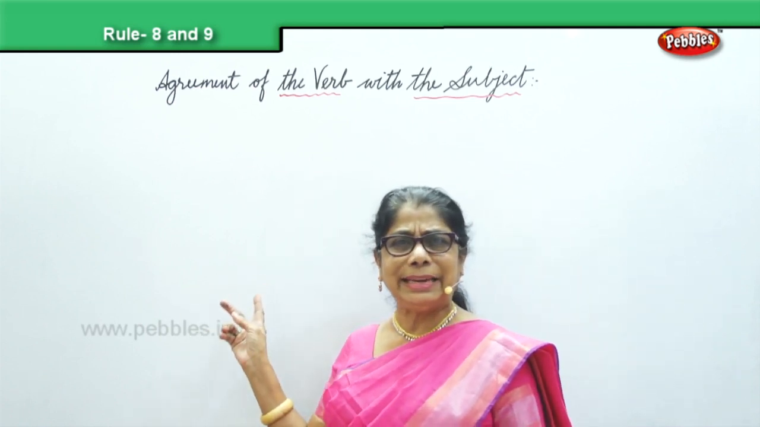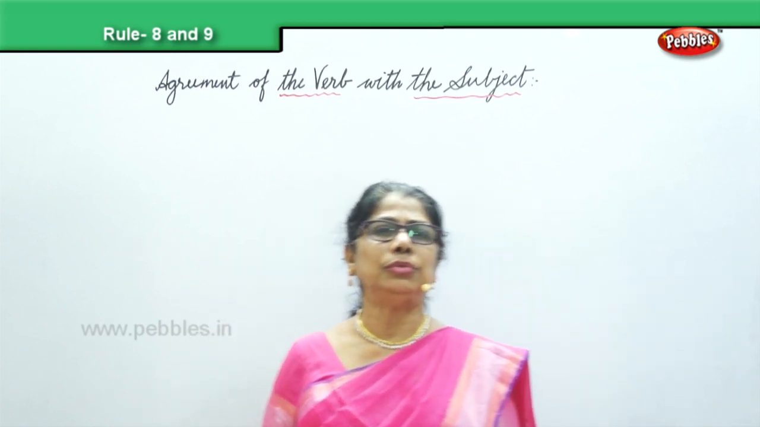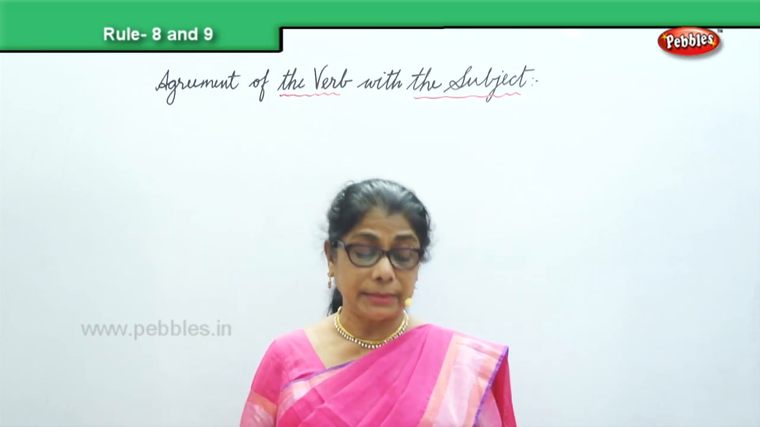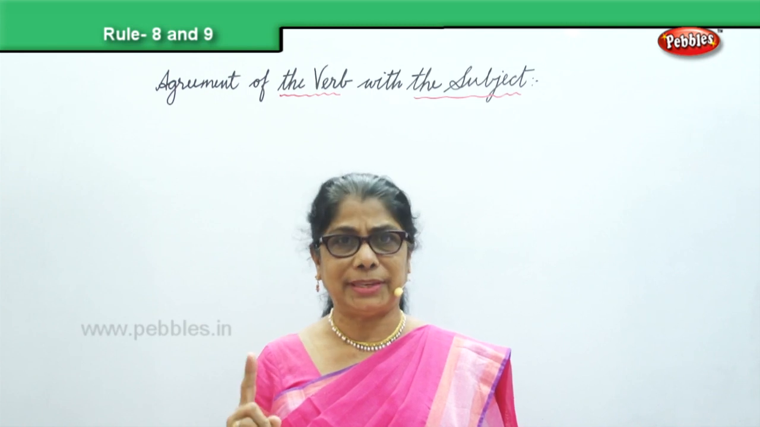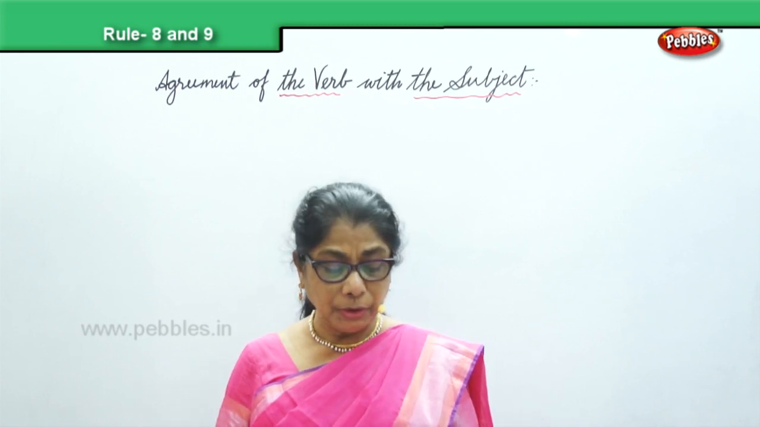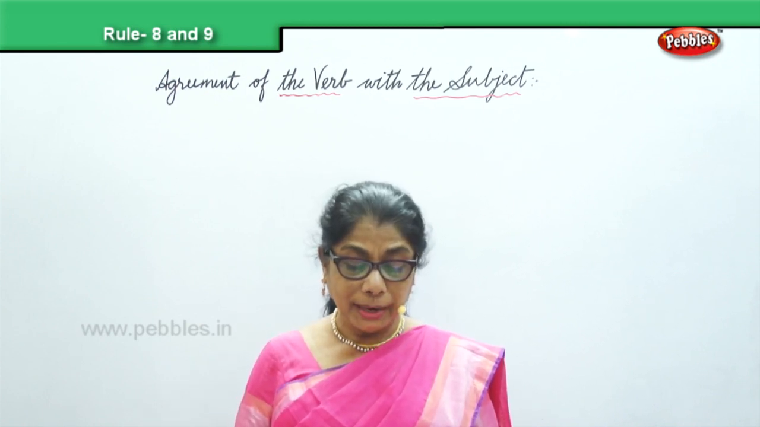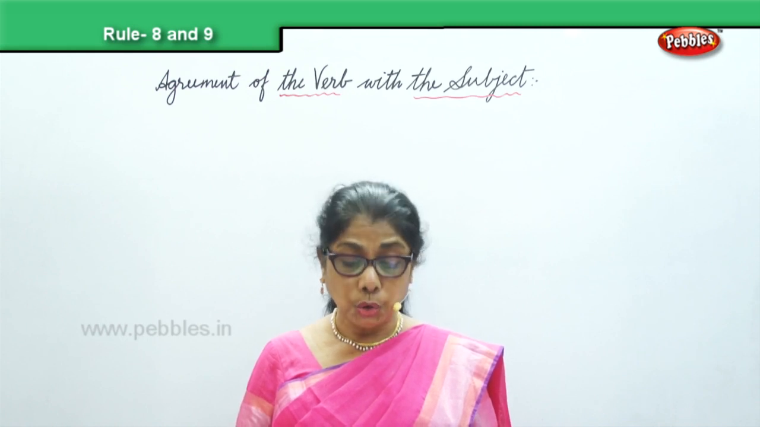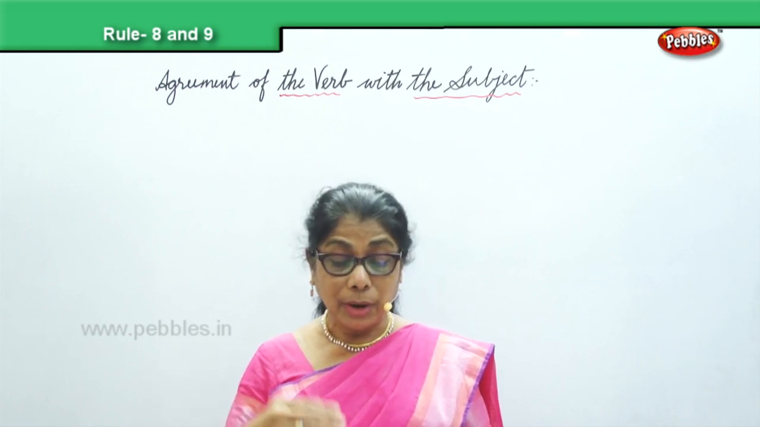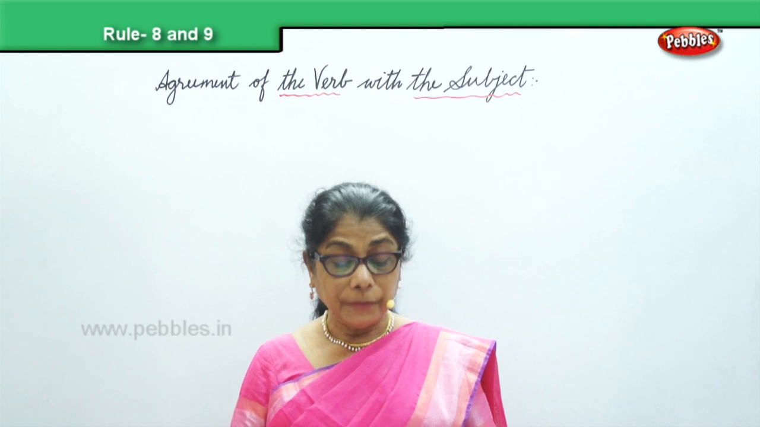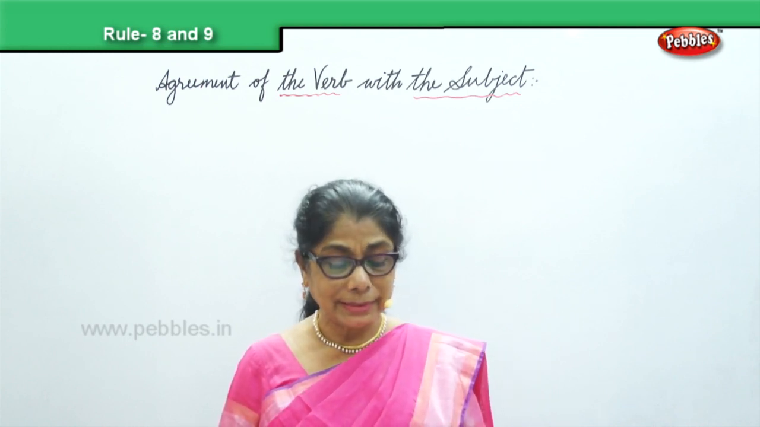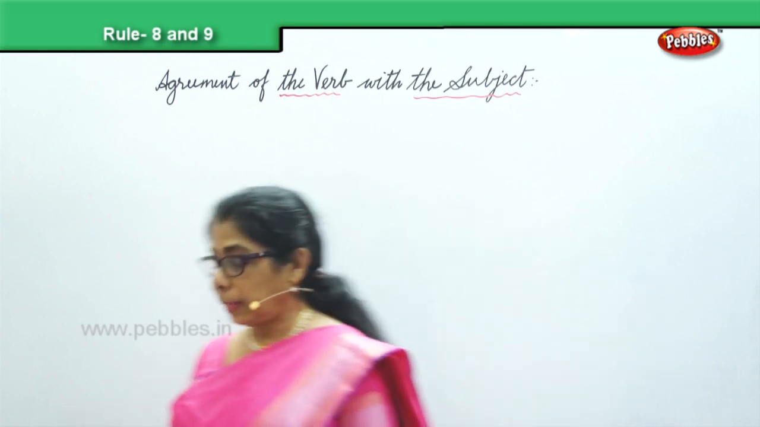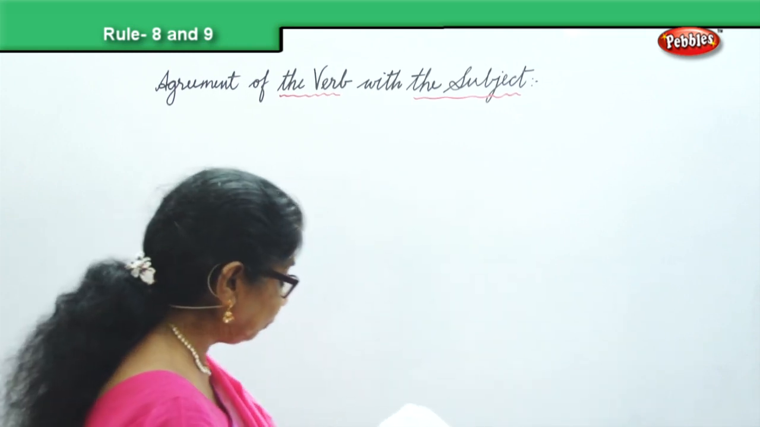In verb agreement, we have done 7 rules. The 8th rule says, two or more singular subjects joined by or, nor, either...or, neither...nor, the verb is always in the singular form. Okay, that's the 8th rule.